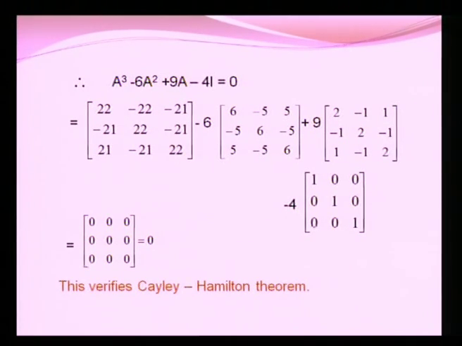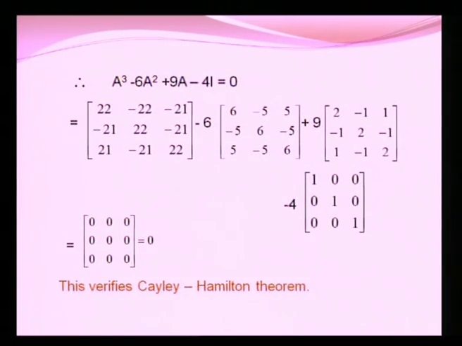And if we do the simplification of the left hand side, we can easily check that the value will be 0 0 0, 0 0 0, 0 0 0. That is the null matrix, which is the right hand side of equation number 1. So here we have proved that this matrix A satisfies its characteristic equation.